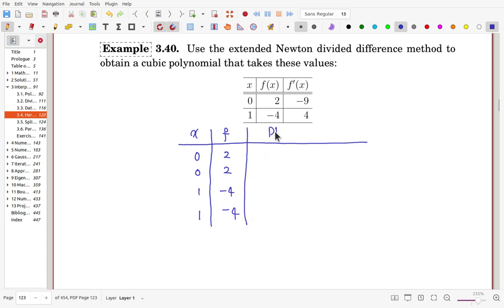Now we try to get the first divided difference. Okay. This difference divided by that, 0 over 0, so that it must be f prime at 0, which is the same as here minus 9, right? And this is now subtraction, minus 6 divided by 1, so that minus 6. And this one is 0 over 0, so that must be the same as f prime at 1, which is 4. Okay, we finished the first order divided difference. And from now on, we do as usual.